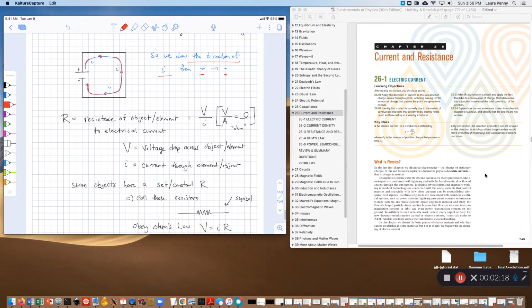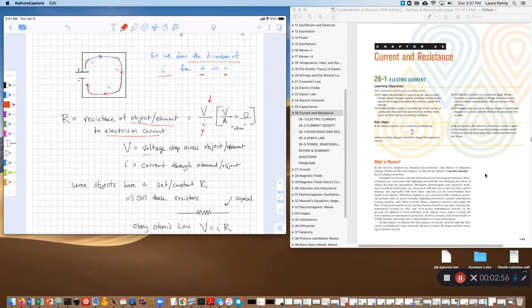All right, the other part of the title of this chapter is resistance. This is capital R, and it's referring to the resistance of an object or circuit element to electrical current. Some things have more resistance than others to allowing current to flow through them. Essentially, this measures how good a conductor something would be. And the actual equation for resistance is the voltage drop across that element or object divided by the current which is flowing through the object.